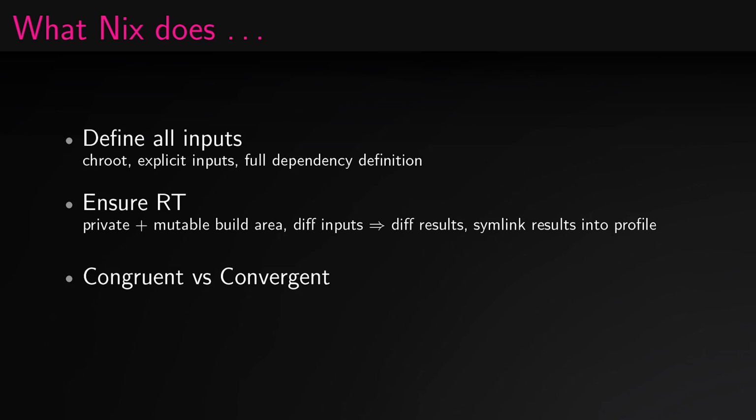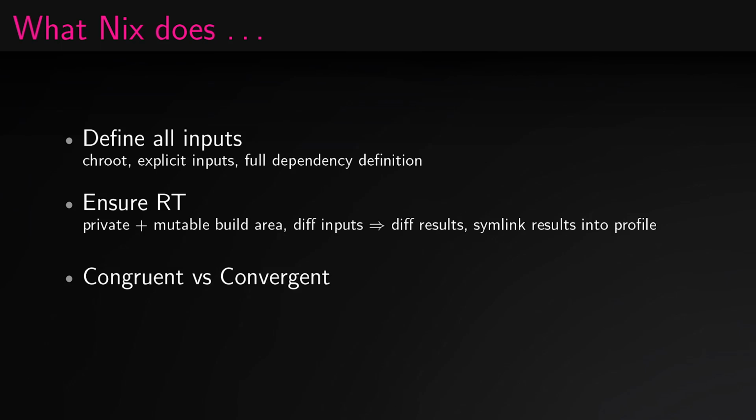And to ensure referential transparency, it keeps the build area private, and it can mutate that area. And then different inputs will result in different results, and that's an important thing. That's different to the same inputs giving us the same result. This is actually important, though, because then we don't clobber anything in the file system. Every time that there is a change to the package definition, it will result in a different path.